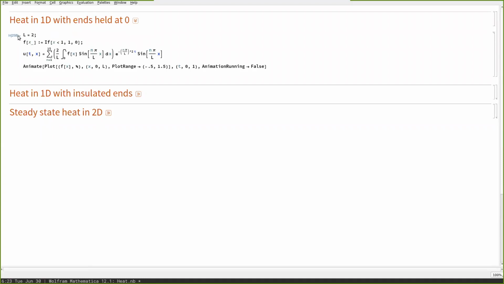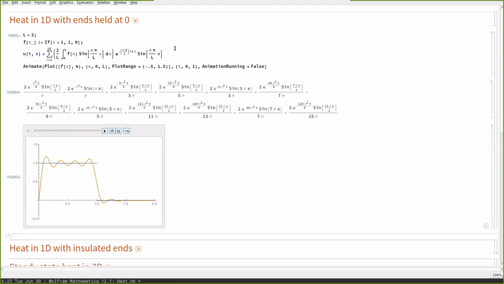So I typed in a rod length of 2 and an initial temperature distribution, which is the function equal to 1 if x is less than 1 and 0 otherwise. Then we've solved this problem, so I typed in our solution. Here are our coefficients times our exponential decay times the sine function. So I'm running this command.